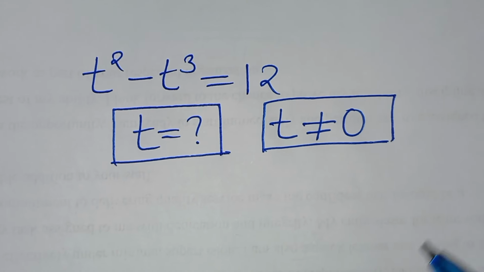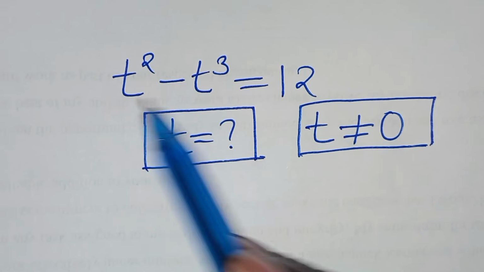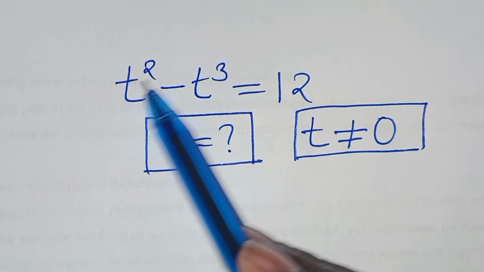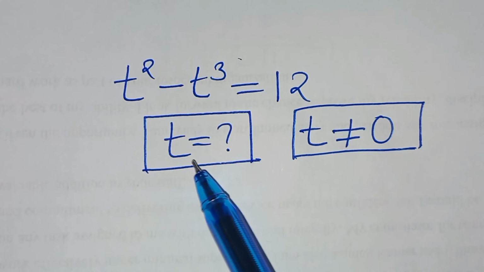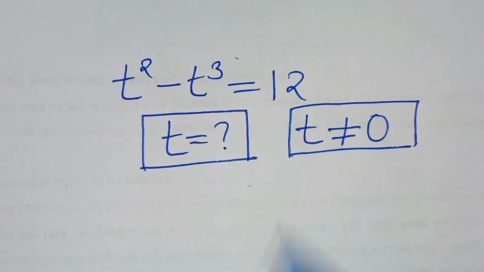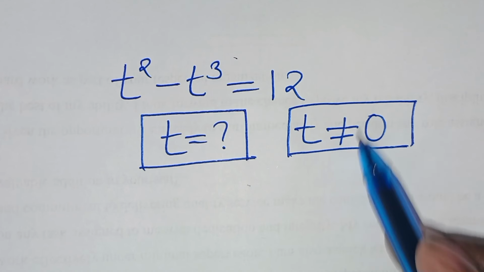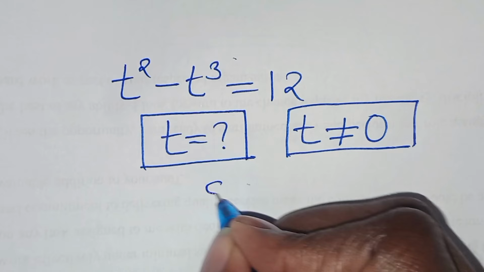Hello everyone, you are welcome to solve this nice algebra problem, which is t to the power of 2 minus t to the power of 3 equals 12. What are the values of t given that t is not equal to 0? So let's present a solution from here.